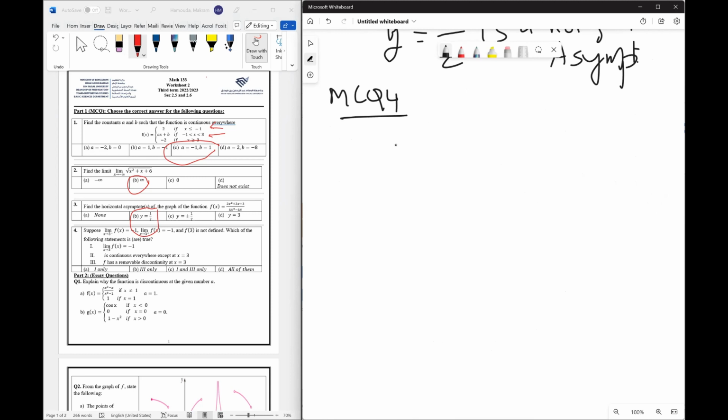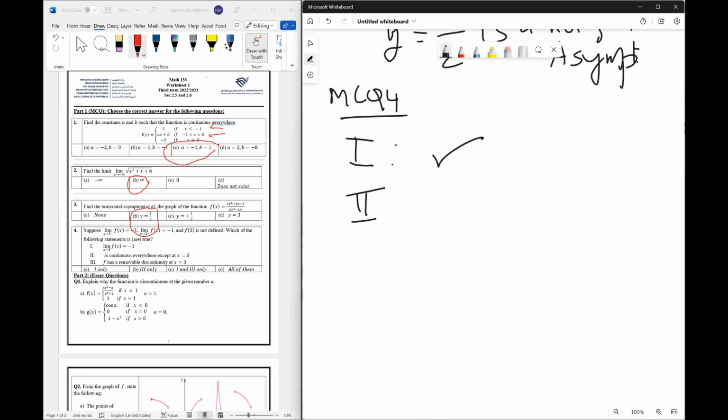Limit of f of x when x approaches 3 is equal to minus 1, giving the information that limit of f of x, x approaches 3 minus is minus 1. Limit to the right also is equal to minus 1. So yes, statement number 1 is true.